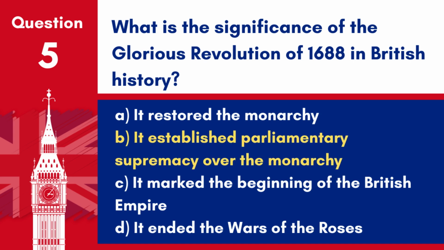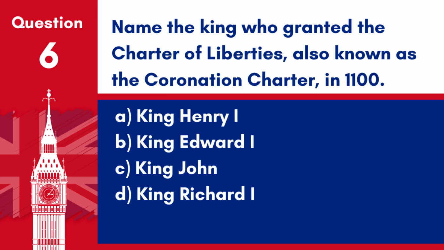Answer B. It established parliamentary supremacy over the monarchy. The Glorious Revolution of 1688 is significant for establishing parliamentary supremacy in England and ensuring a constitutional monarchy. Question 6. Name the king who granted the Charter of Liberties, also known as the Coronation Charter, in 1100.